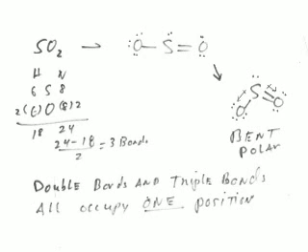And since it is bent, those two dipoles do not point straight away from each other, so they do not cancel, and so the sulfur dioxide is going to be a polar molecule. And this is something to keep in mind anytime we're talking about shapes. Double bonds and triple bonds all occupy one position, as far as the shape goes, because the electrons all have to be together in one spot.